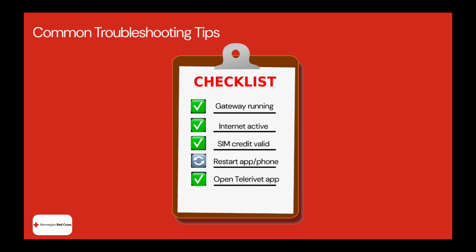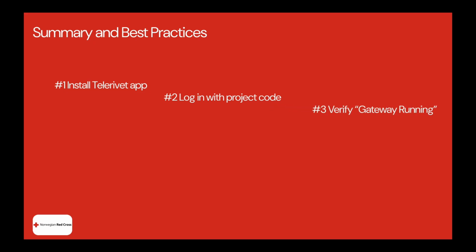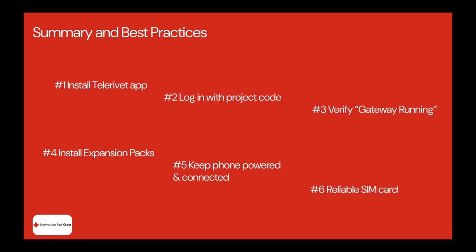Let's quickly recap what we have covered. Install the Telerivet Gateway app on your Android Gateway phone. Log in using the project code provided by your admin. Ensure the gateway shows running. Install SMS expansion packs. Keep the phone charged and connected to the internet. Use a reliable SIM card, preferably postpaid. Following these steps ensures your Nyss system communicates seamlessly through Telerivet.